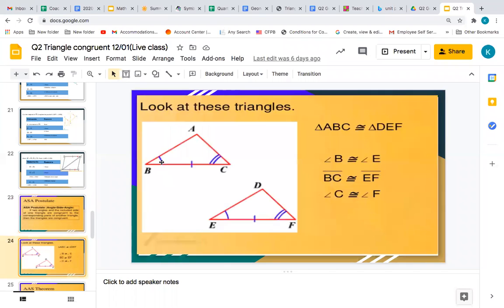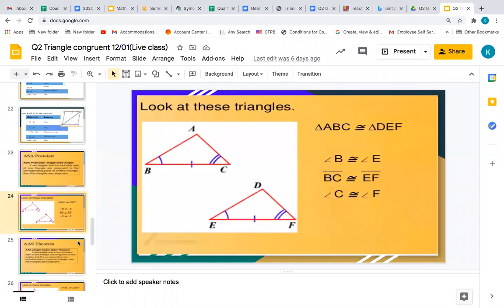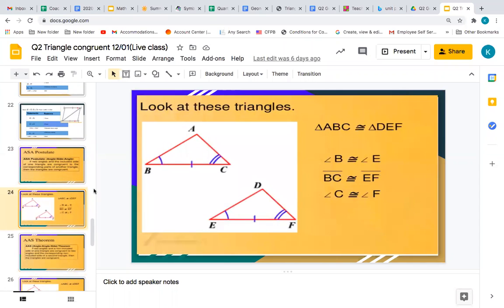For example, you have two angles and the included side. So if you look at those angles, in between those angles, there's a side. In here, the same way. And then these two triangles are congruent. All right. So now you know the third one.